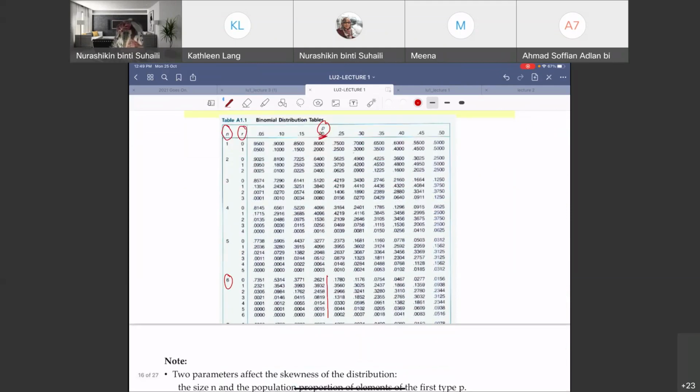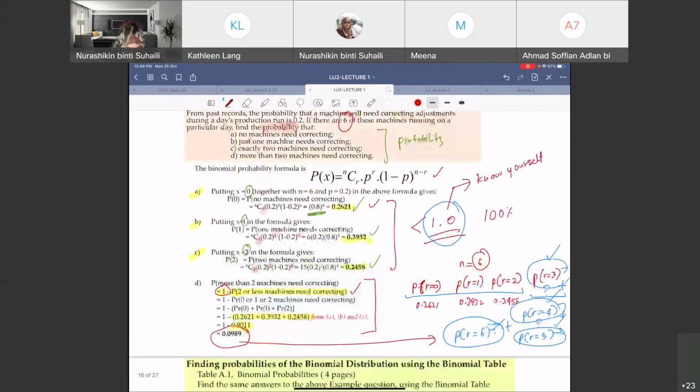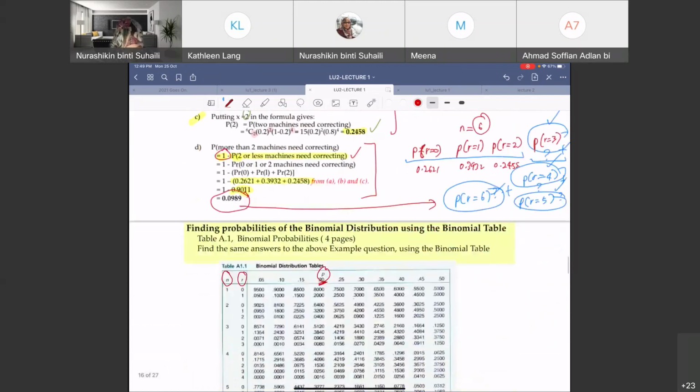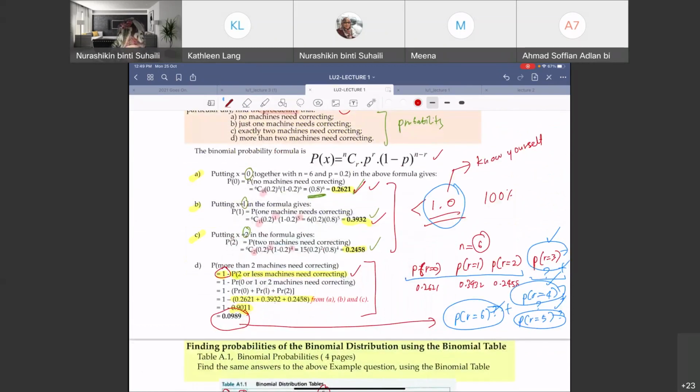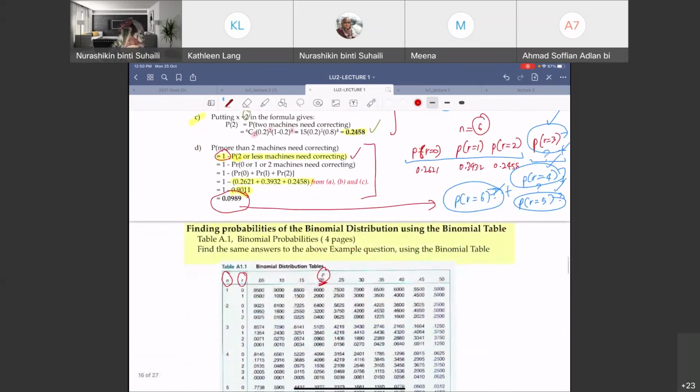And let's say for the first question, R equal to 0. The value is 0.2621, which is equal to this, isn't it? So it's much easier. You don't have to solve the equation. R equal to 1 is the second value here, 0.3932, which is this one. It's the same actually, because they created this table based on the formula.